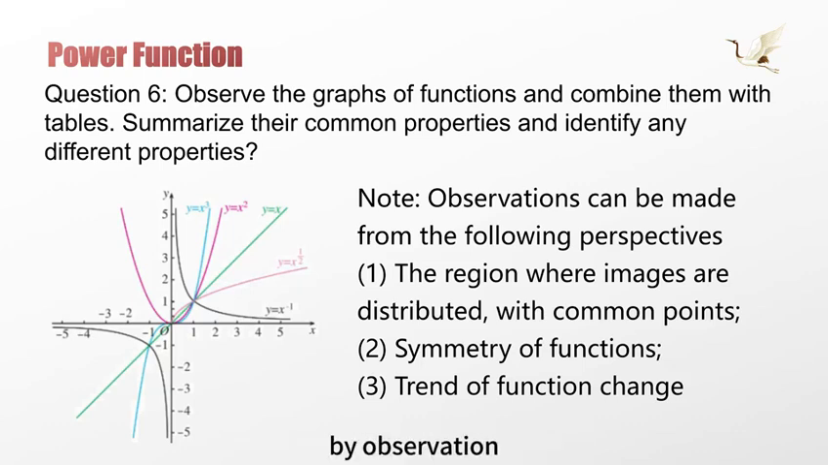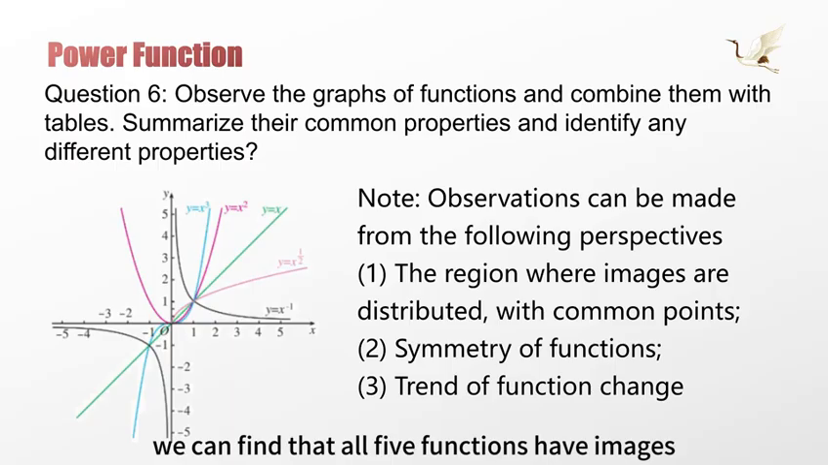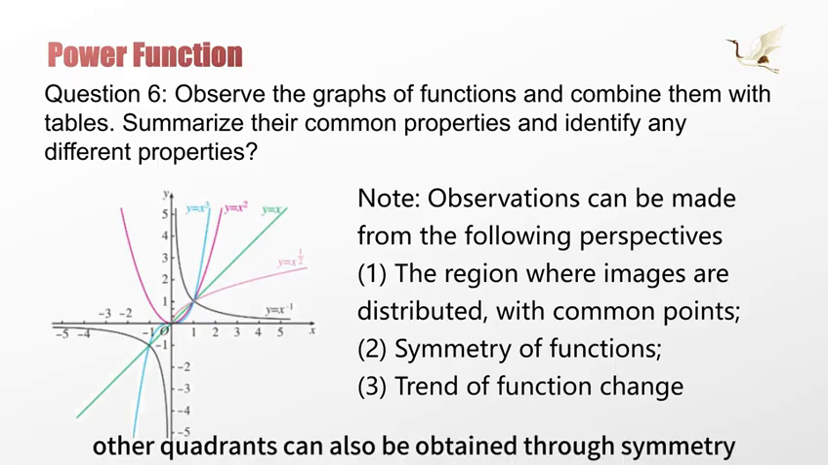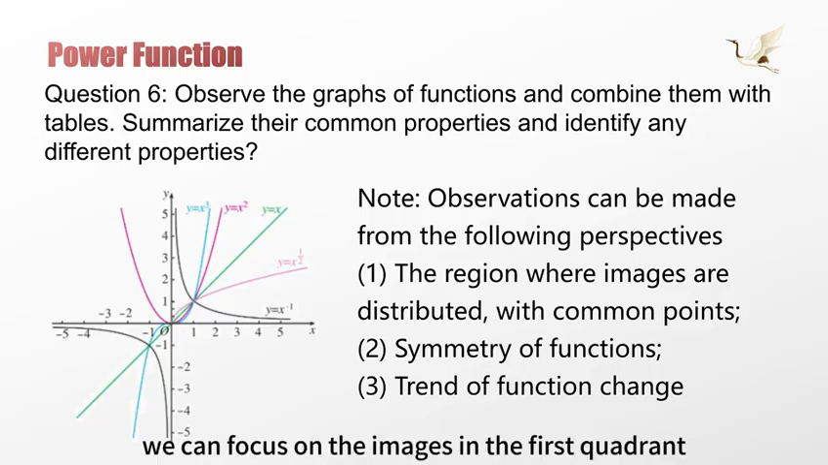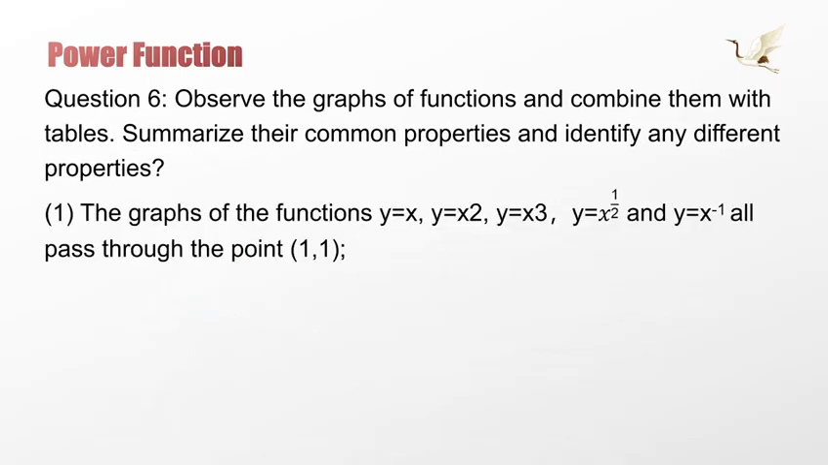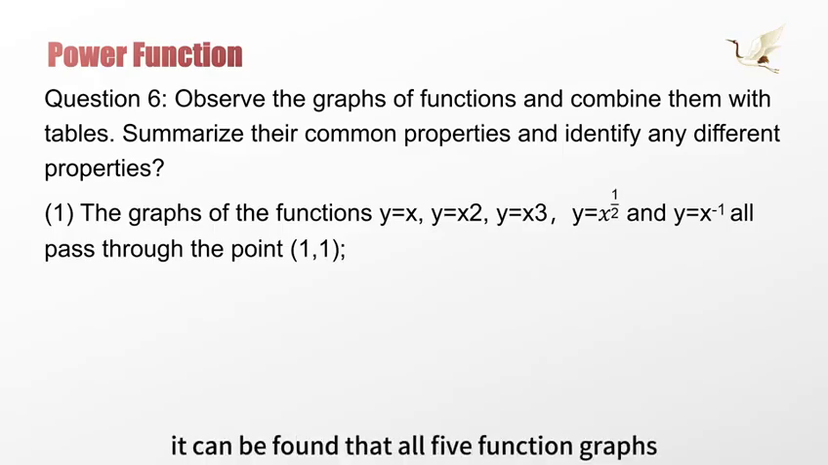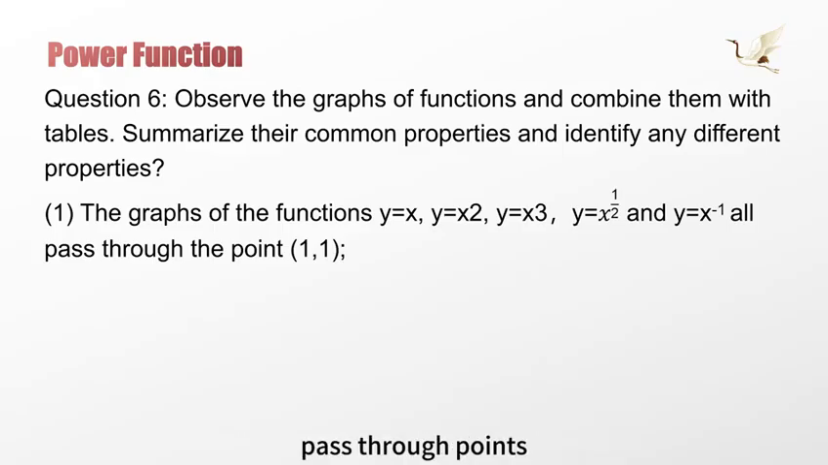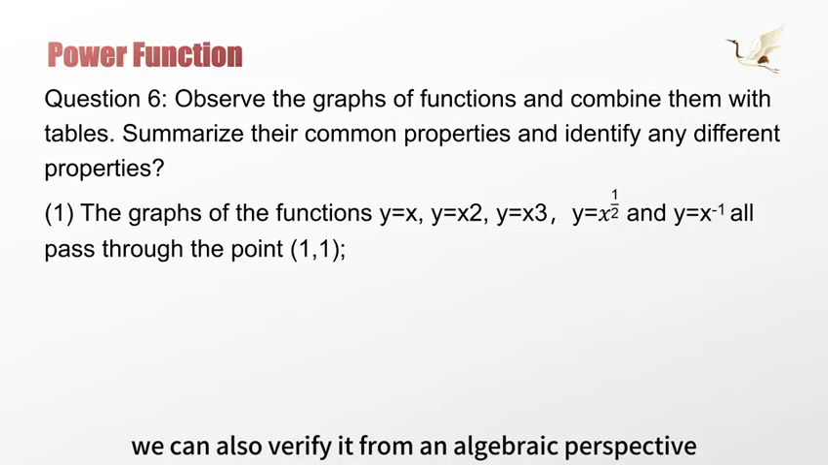By observation, we can find that all 5 functions have images in the first quadrant, and the images in other quadrants can also be obtained through symmetry. Therefore, we can focus on the images in the first quadrant. It can be found that all 5 function graphs pass through the point (1, 1). This is their commonality and also their invariance under change. Since any power of 1 is 1, we can also verify it from an algebraic perspective.